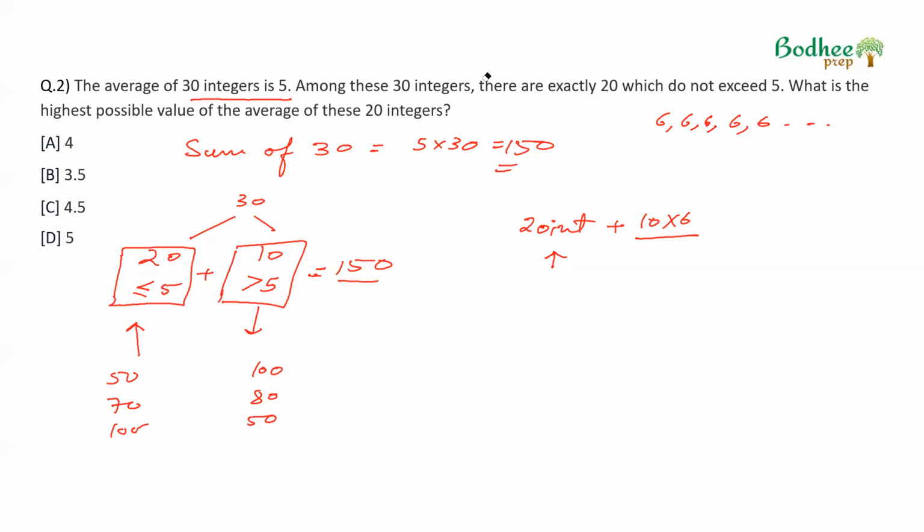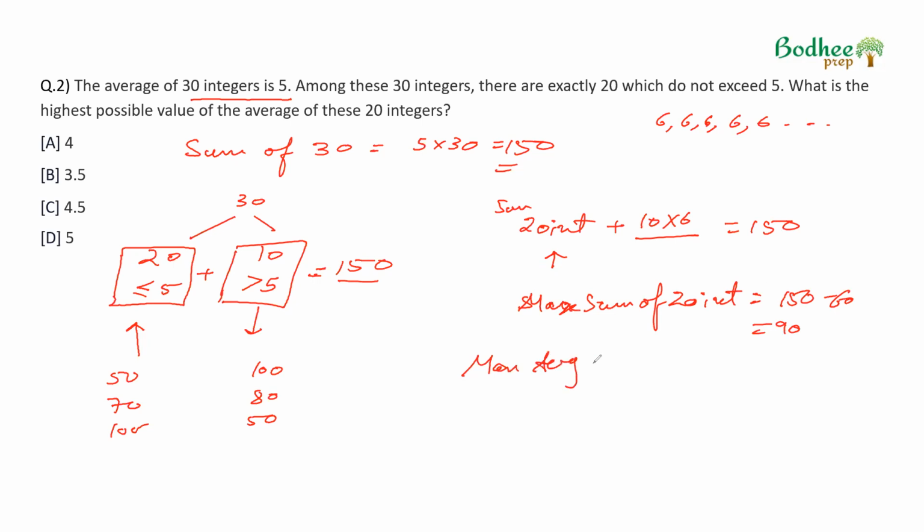So the sum of the 20 integers plus 10 into 6 should be equal to the overall sum, which is 150. So the maximum sum of the 20 integers in question will be 150 minus 60, which is 90. So what can be the maximum average? Maximum average will simply be the maximum sum upon number. Sum is 90, the number is 20, and therefore the maximum average possible is 4.5.